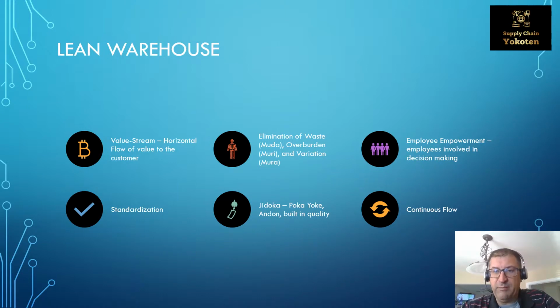Employee empowerment, employees involved in decision making. Standardization, Jidoka, Poka-yoke, Andon, and built-in quality. Poka-yoke, there's only one right way to do it. Andon, if there's any quality issue, employee can pull the Andon lever and stop the production or stop the shipment. So we want built-in quality and continuous flow.